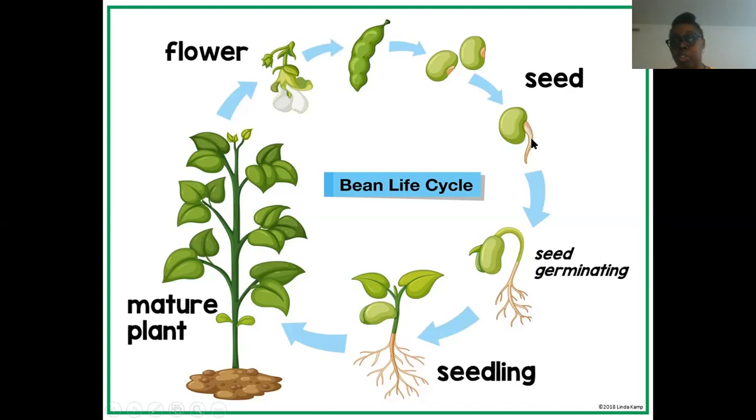And then the seed begins to grow. What is that coming out of the seed first? You're exactly right. Those are the roots. The roots come out first. And then the seed is germinating, which means it's starting to grow. And then it turns into a seedling. If you look at the end of this seed right here, you can see the bean is still on there. Your roots are going down, and then it becomes a mature plant. That means it's gotten bigger. And then the flower, and then there are the beans. Remember, we had some of those in our garden also.